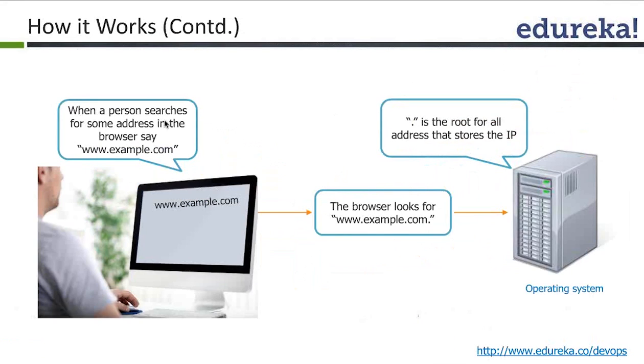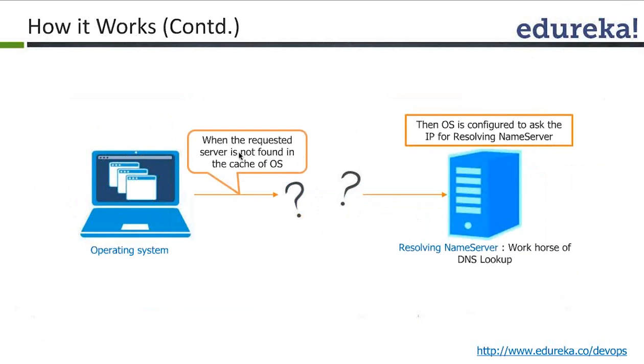Okay, when a person searches for some address in the browser, say www.com, and I told you that the dot is missing here. The dot is the root for all the addresses, and it goes into your root server. Now, when the request is made, first it searches whether any previous resolutions have occurred.